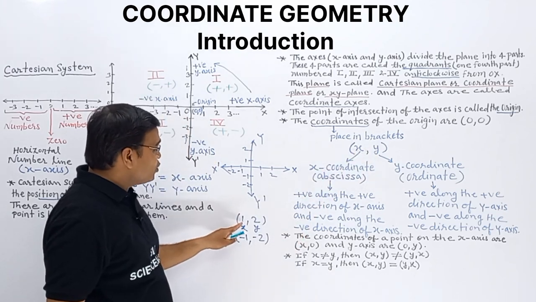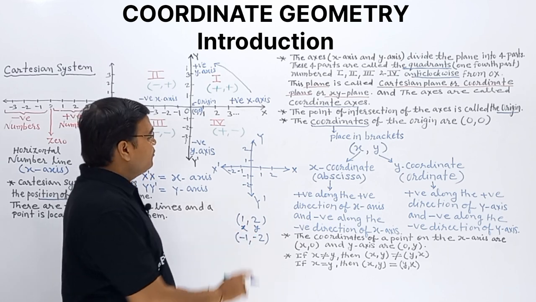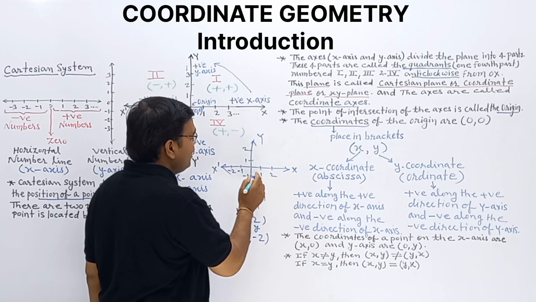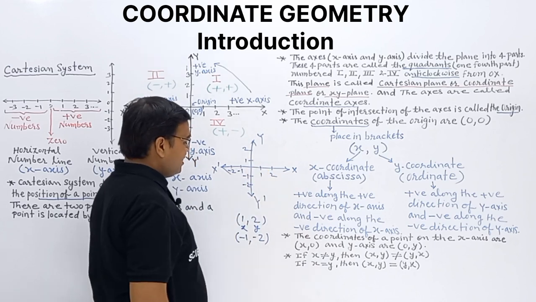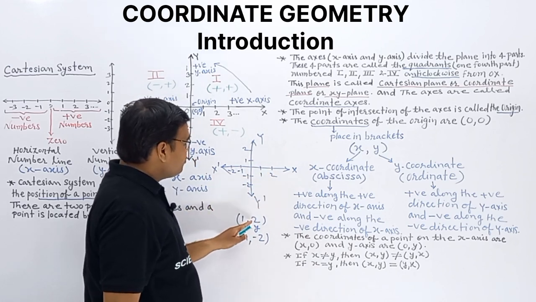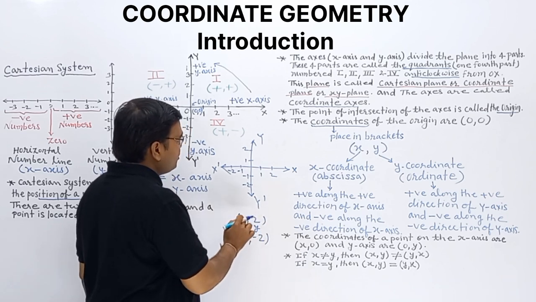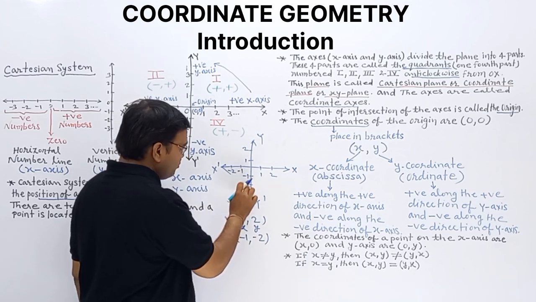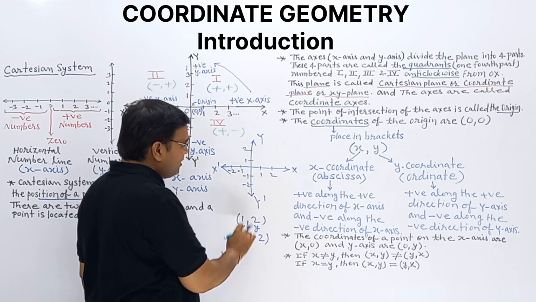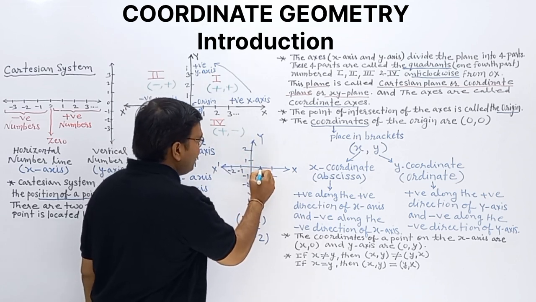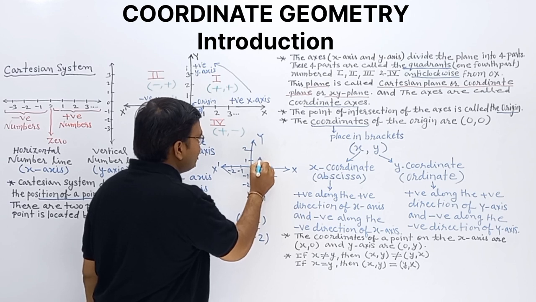So now I want to show 1 comma 2. Where is the 1? First we observe the x axis. The x axis is this one, and 1 is there. Clear? X is 1, y is 2. How will we observe 2? 2 is positive. In the downward direction we have negative numbers, and above we have positive. This is the 2. So where is the point? It is going like this.